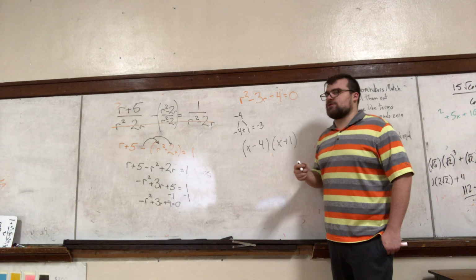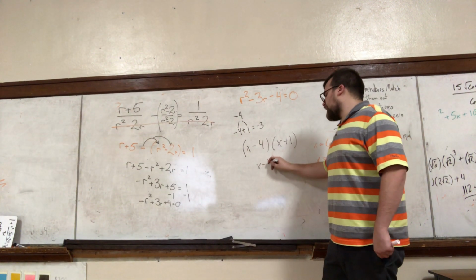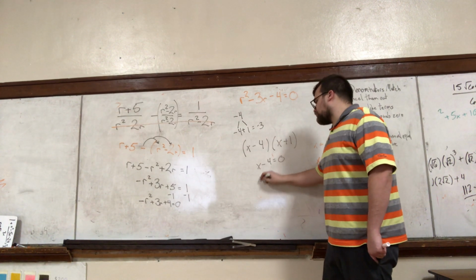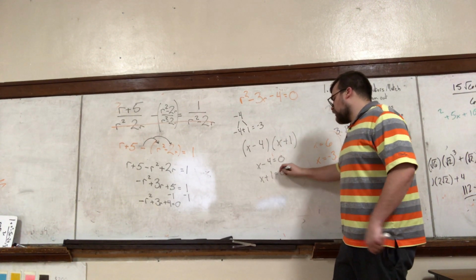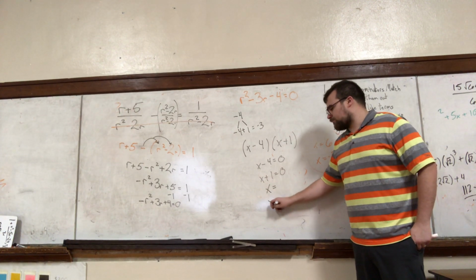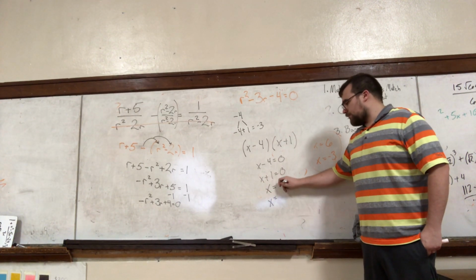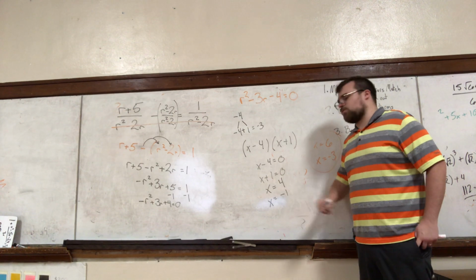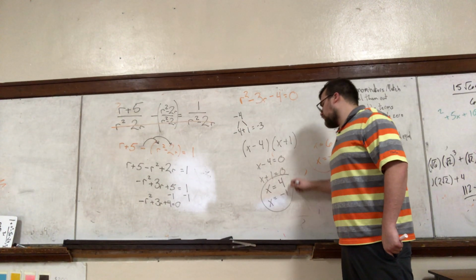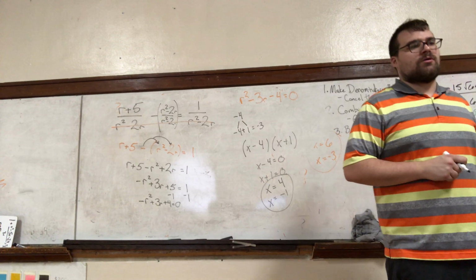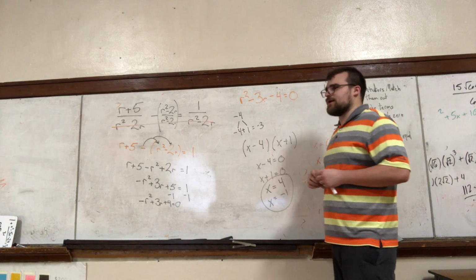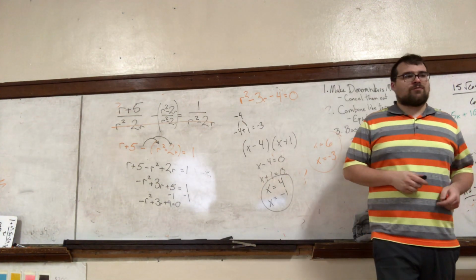If we set each of those equal to 0, x minus 4 equals 0, x plus 1 equals 0. What are we going to find as our two values for x? Positive 4, negative 1. Spot on. And those are going to be our two answers. Sorry, x is positive 4, x is negative 1.